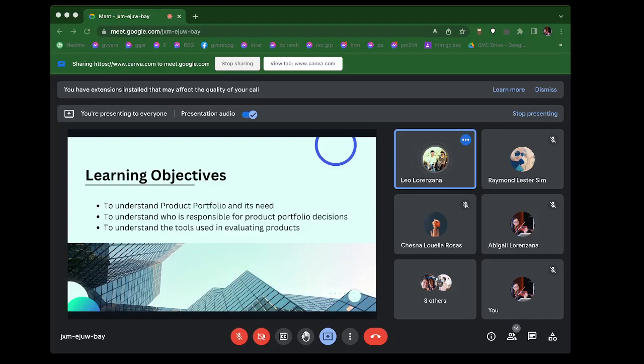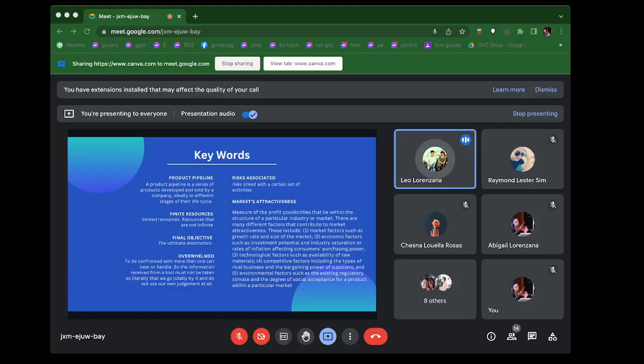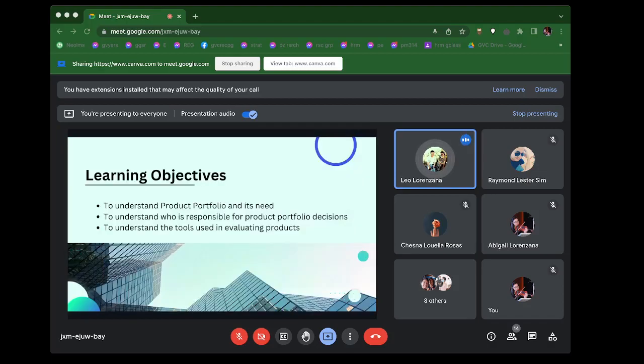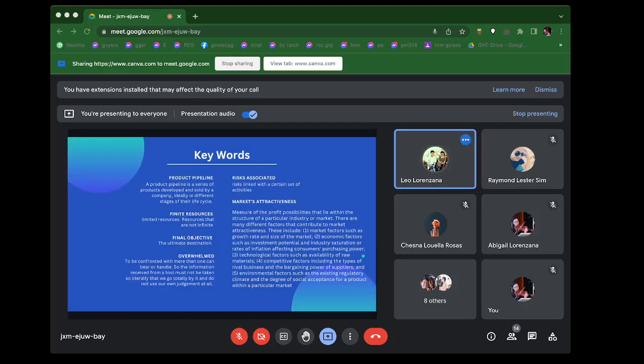Before we continue, there are important keywords that we need to consider so that we can understand our discussion. First is product pipeline. A pipeline is a series of products developed and sold by a company, ideally in different stages of their life cycle. Next is finite resources, limited resources, resources that are not infinite. Next is final objective, the ultimate destination.